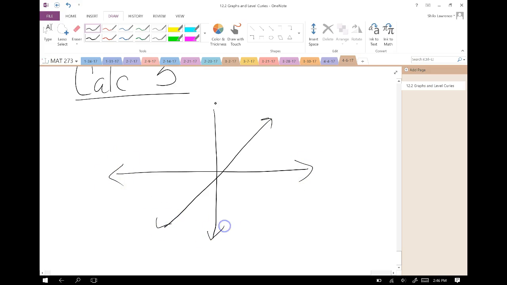But if I wanted to approach the origin, I can come in that direction. Let me change the color. Those are all straight lines too. We don't have to come in on a straight line. I can come in on a parabola.